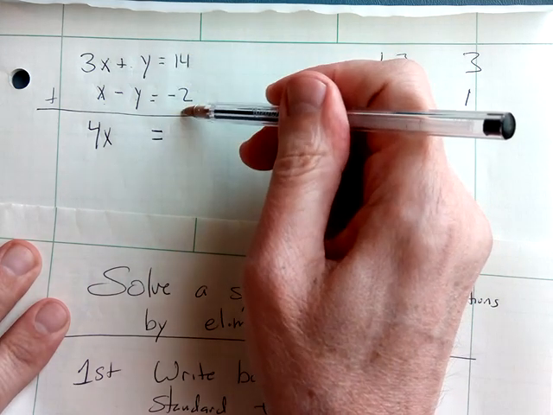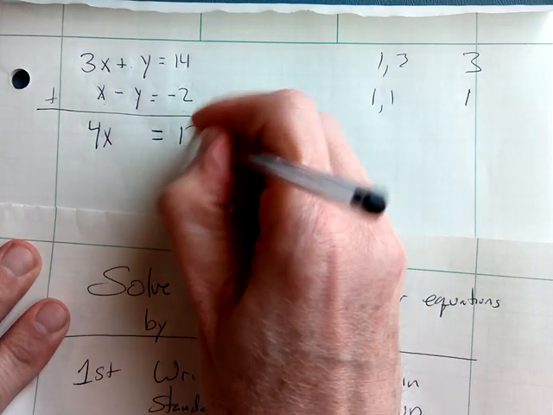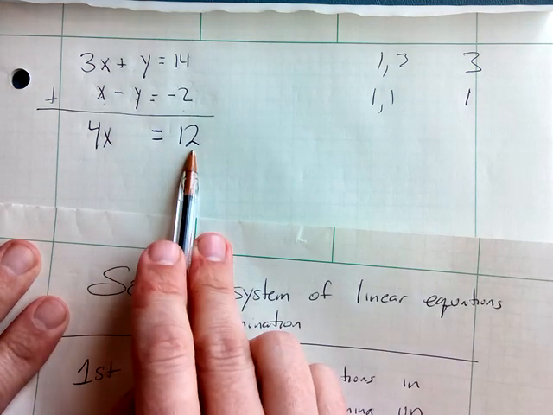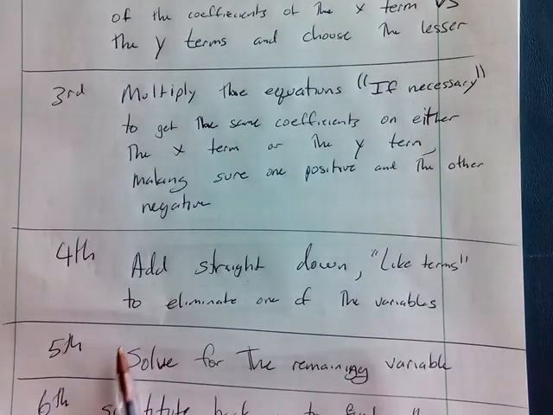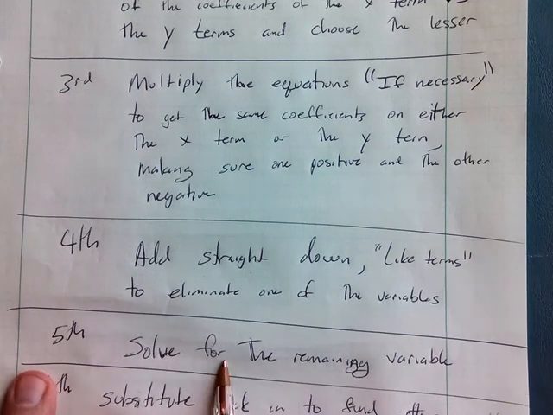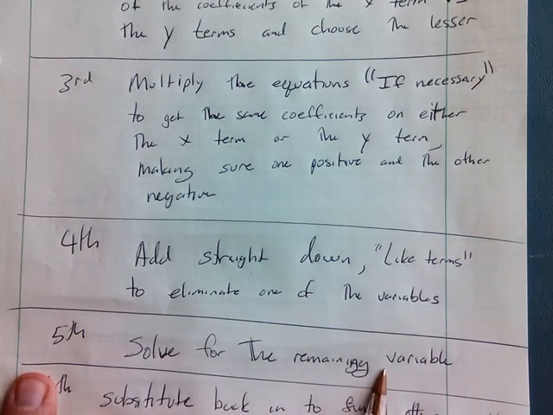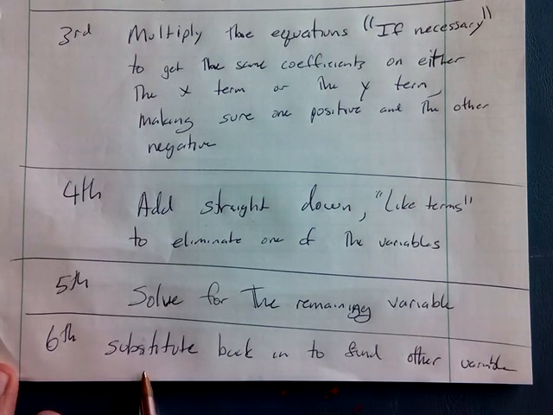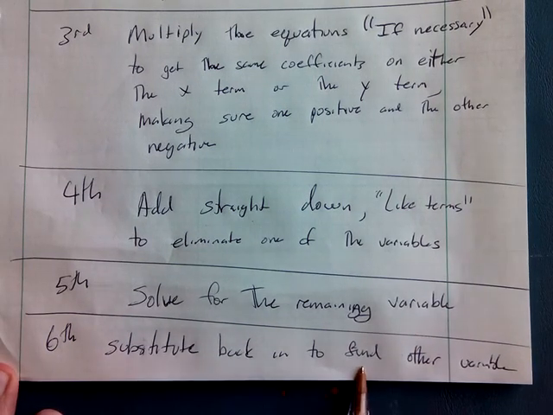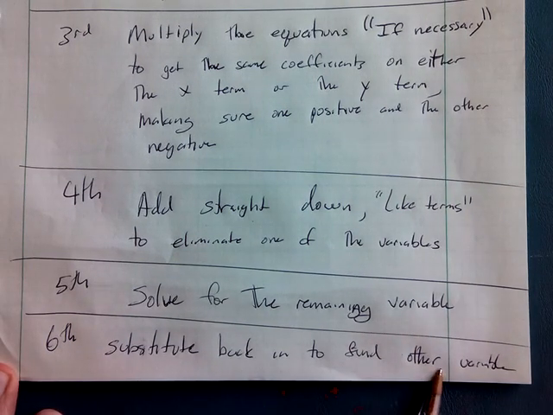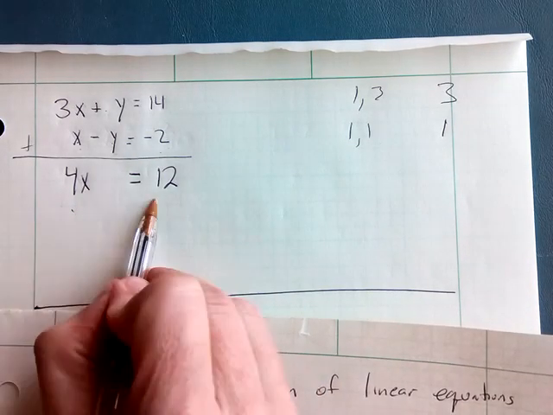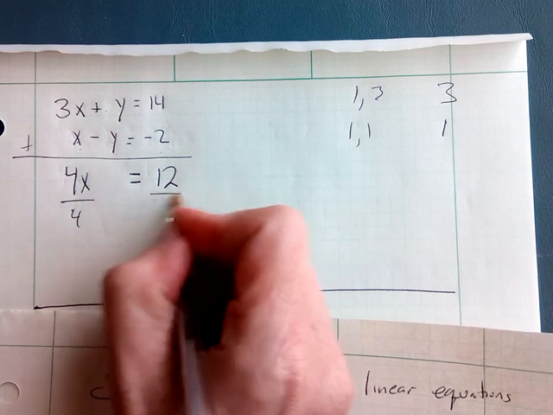14 plus a negative 2 will be 12. So now I have a single equation, 4x equals 12. It's actually a one-step equation. And the last two steps are just that. We're going to solve that remaining one-step equation for the variable that's left. Once I know the value of that variable, I'm going to substitute it back in to find the value of the other variable. So as we come up here, I'm going to solve this one-step equation by dividing by 4.